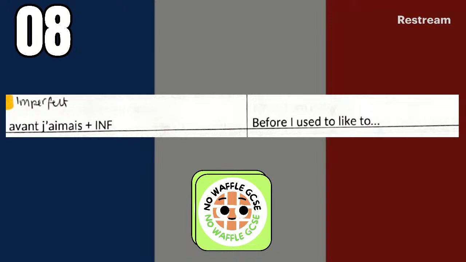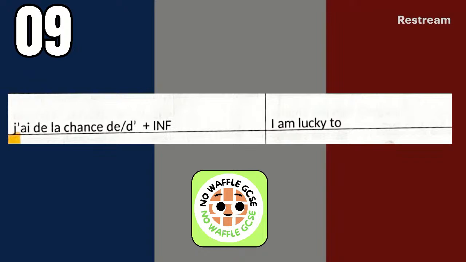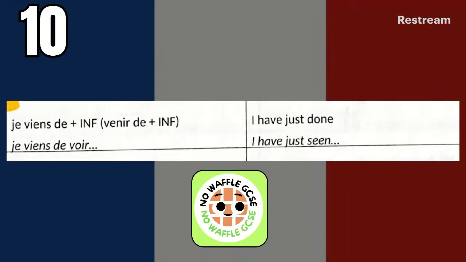Avant, j'aimais, another way of using the imperfect tense. J'ai de la chance de plus infinitive, so I am lucky to plus your infinitive, another good structure. Je viens de plus infinitive. So that just means I have just.